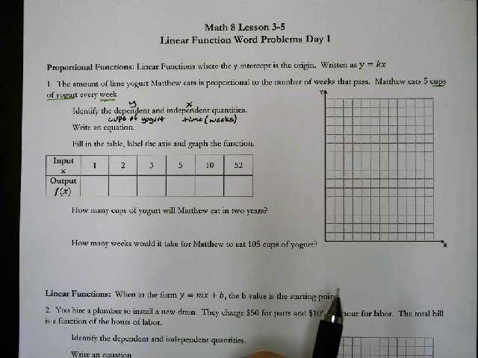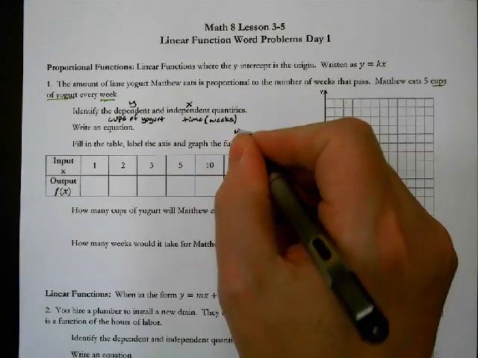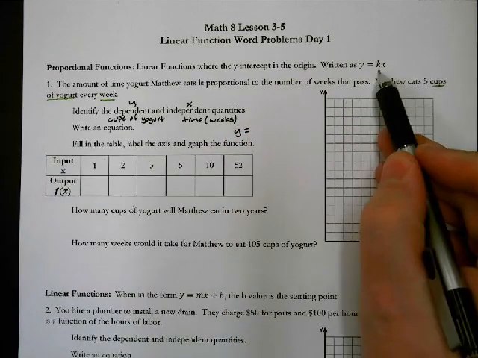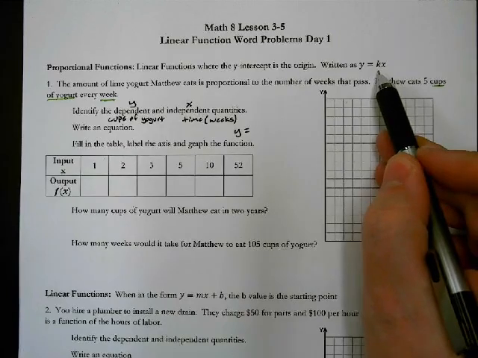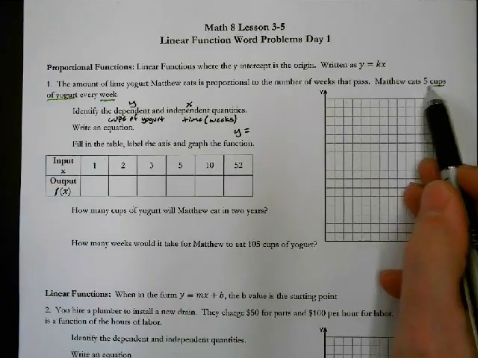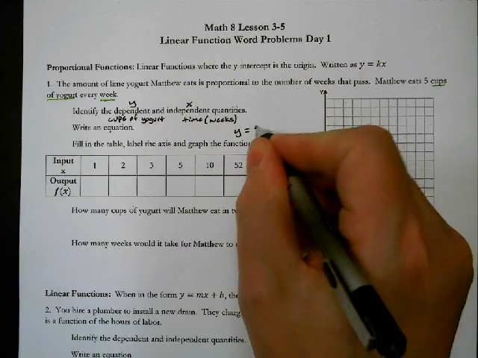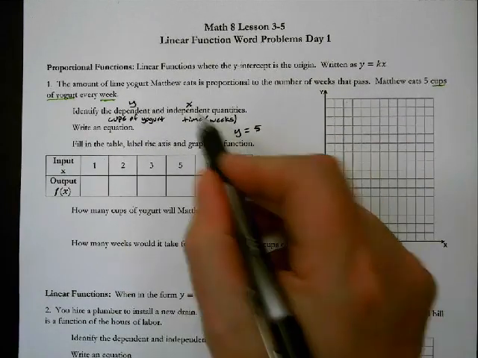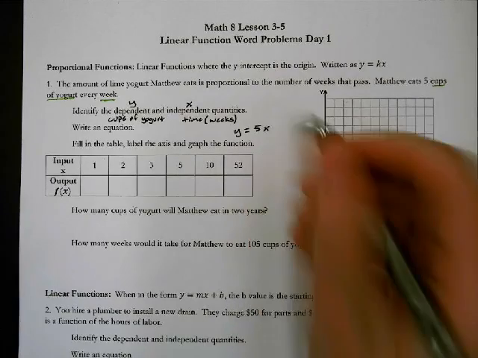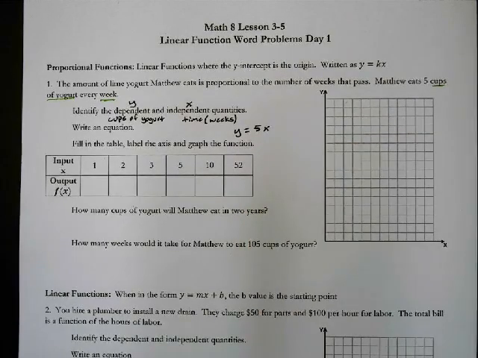So let's go ahead and write an equation for this one. We're going to write y equals, and then k is the rate of change. We are eating 5 cups every week. So this is going to be 5 times the number of weeks, which is x. So our equation would be y equals 5x.